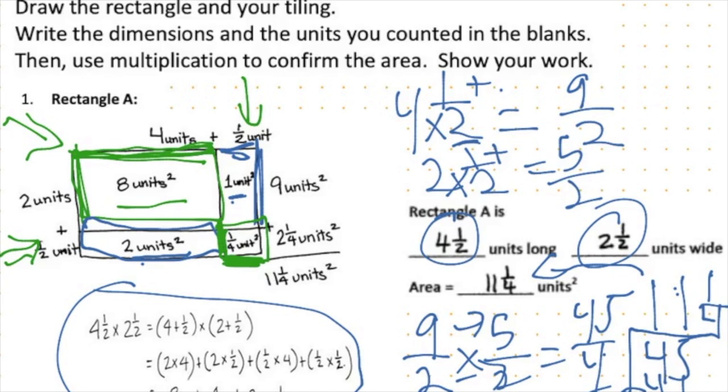Next step is we add. 8 plus 2 is 10. No, let me do that in a different color. 8 plus 2 is 10. 10 plus 1 is 11. 11 plus 1/4 is 11 and 1/4 units squared. So what I want you to do is, before going on, if you still feel that you don't get it, push pause, rewind, watch it as many times as you need, and when you're ready, do rectangle B on your own. Let's go and look at it real quick.